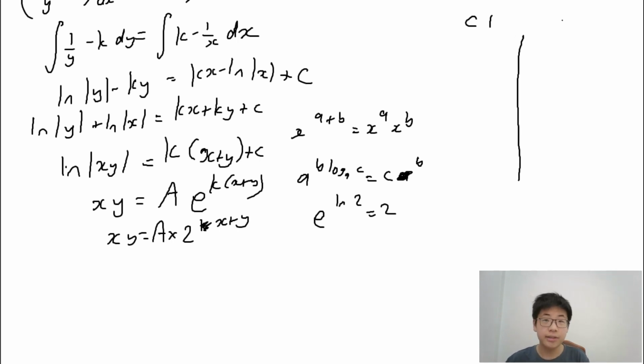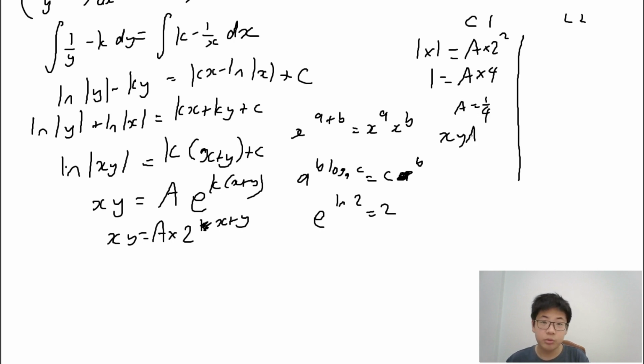So C1, C2. 1 times 1. C1 passes through the point (1, 1) as stated in the question. So we will have 1 times 1 equals a times 2 squared. 1 equals a times 4. A equals 1 over 4. xy equals 1/4 times 2 to the power of x plus y.